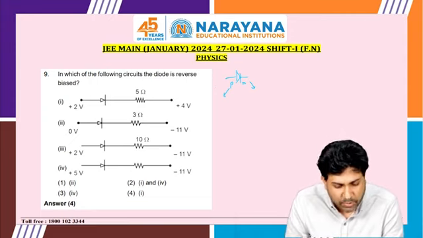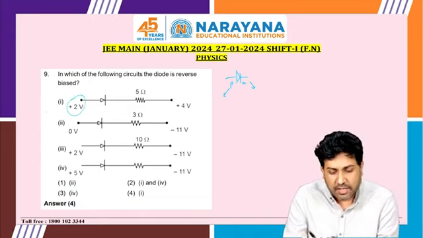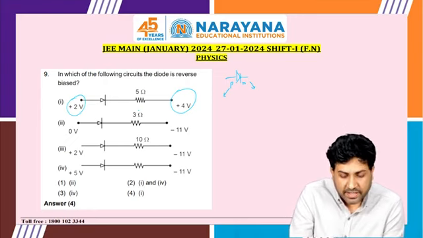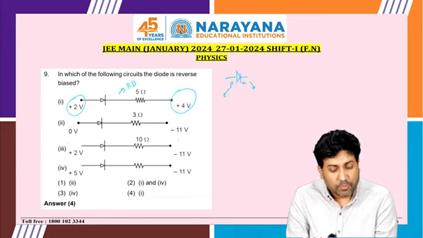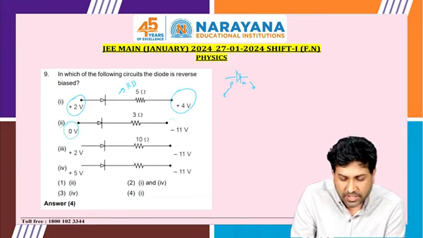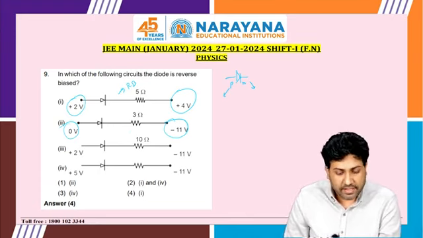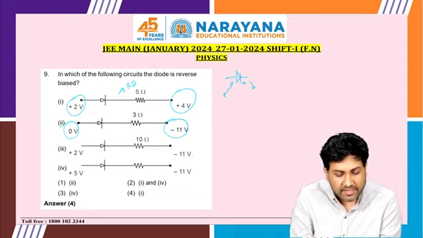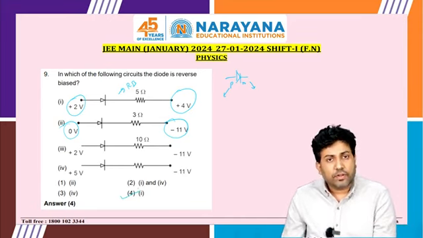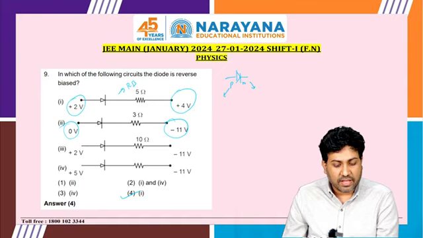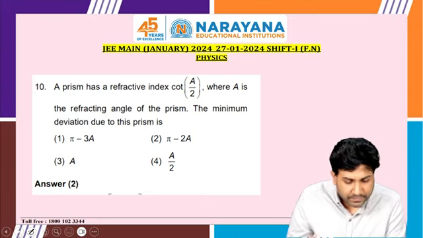Now let's look at the options here. In the first option I can clearly see that the P side is at lower potential compared to the N side. That means definitely this is a reverse bias. In the second option, the P side has higher potential compared to the N side, so it is a forward bias. Same way, the next also is forward bias, even the next is forward bias. So the answer is only the first option. The first option is the reverse bias, so the answer will be 4. Okay, now let's proceed to the next question.